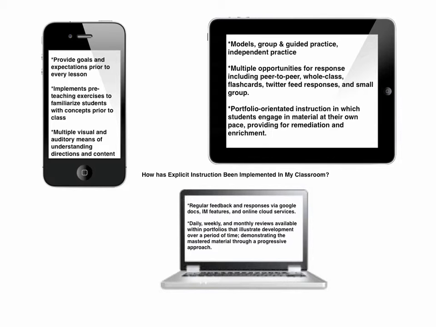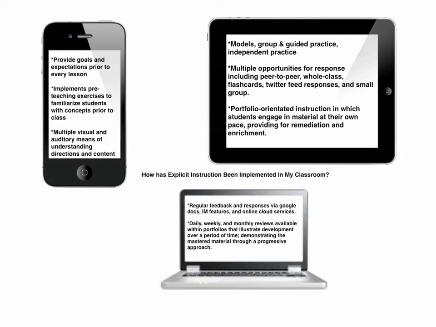One of my favorite aspects of explicit instruction has been the portfolio-oriented instruction. Basically, using iBook Author or other materials, I provide methods to engage in material at their own pace. One of the most difficult parts is differentiating the classroom, in which you ensure that students who need remediation can do so, but provide autonomy in that task as well, and then others with enrichment opportunities.